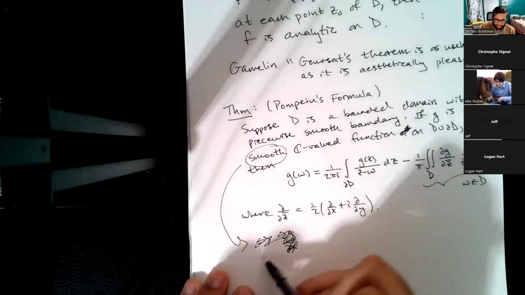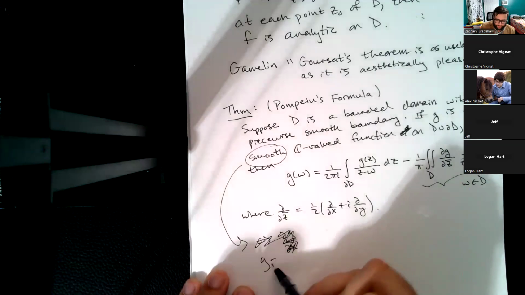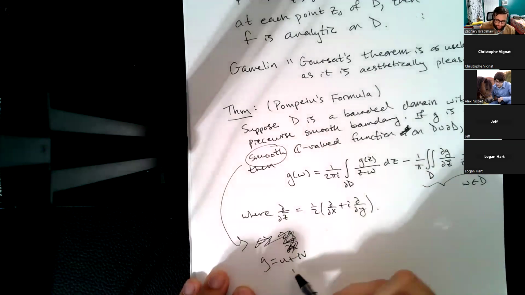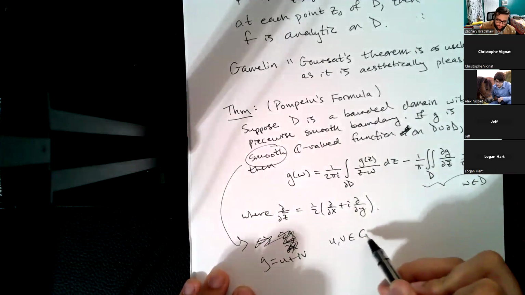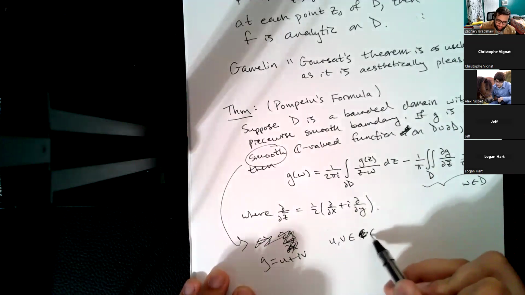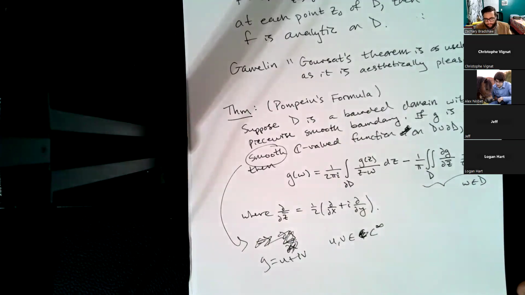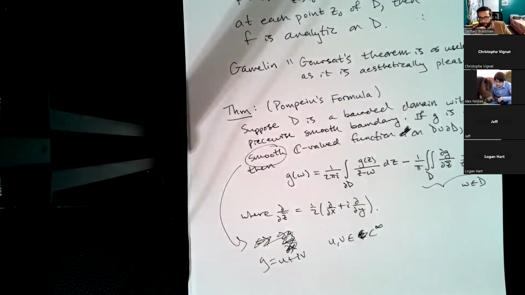How am I going to write this? G equals u plus i v. So the smoothness would just mean that u and v are C infinity, in particular as functions of x and y. Yeah, right, I think so. Okay, yeah, that seems reasonable to me. I can see how that would be the case.